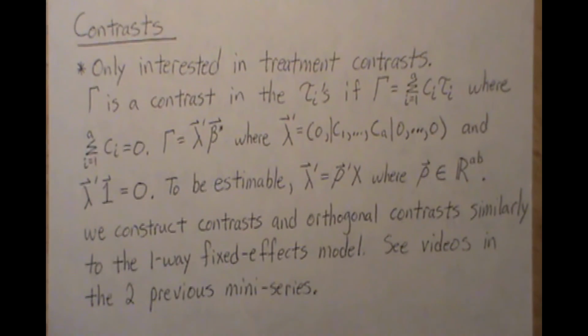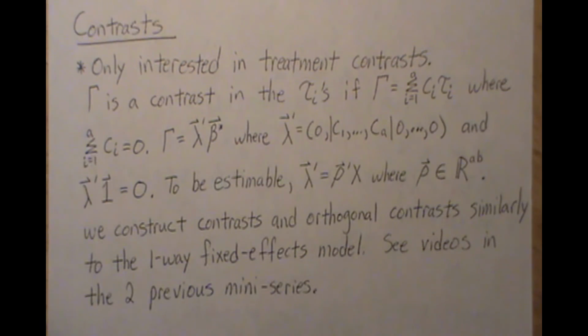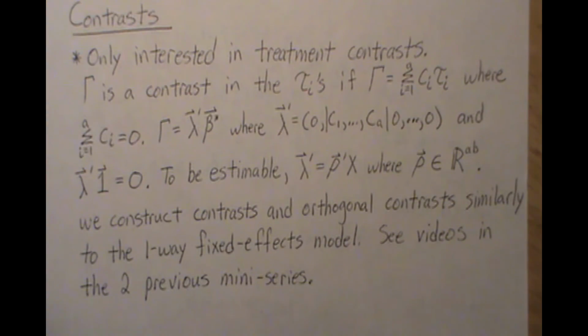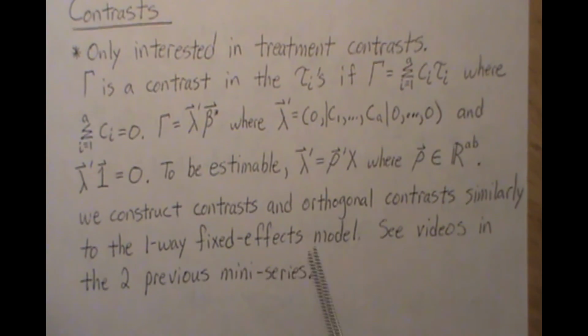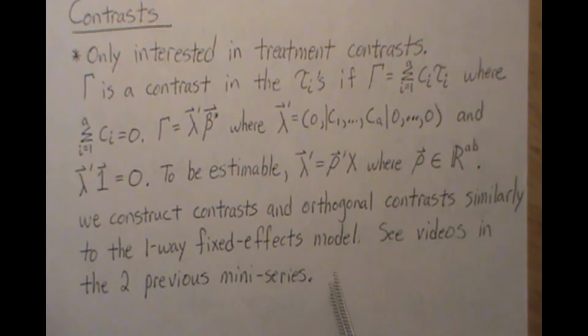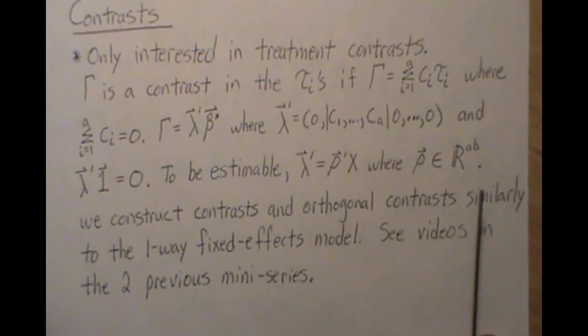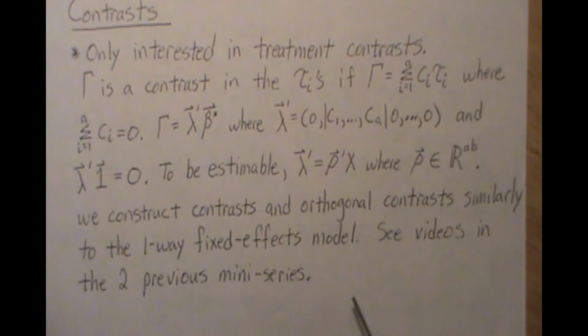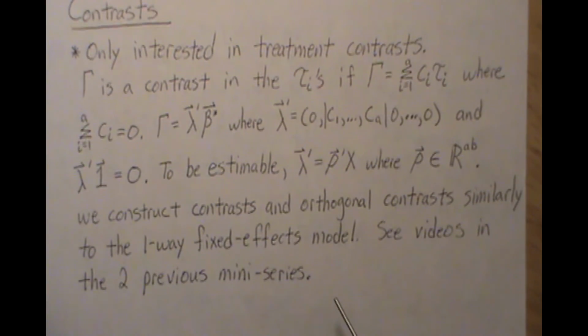Well, it turns out that we construct contrasts and orthogonal contrasts and partition the treatment sum of squares similarly as we do in the one-way fixed effects ANOVA model. And actually, we developed this in the repeated measures one-way fixed effects ANOVA. We went in great detail on how to calculate these contrasts, the treatment contrasts. And so I'm going to point you back to the 2 previous mini-series for much more detail on these treatment contrasts. Of course, we'll cover this in the R software part 6 too.